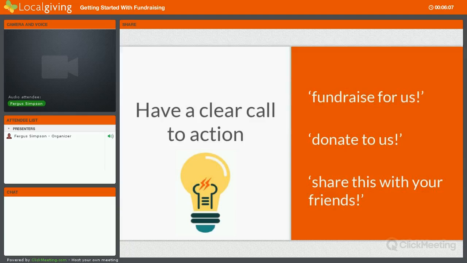And once you've done all of these, make sure you have a clear call to action. We have a lot of groups on our platform who are really good at telling their story, but what they may forget to do at the end of that is to give the supporter or the donor something that they need to do in actual actions, whether that be fundraise for us or donate to us, or even a more low-level commitment like share this with your friends.